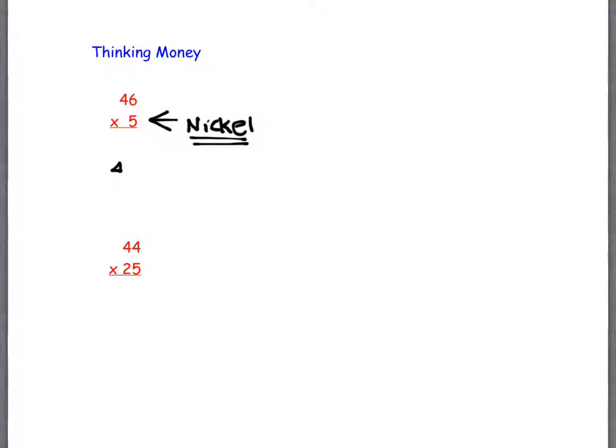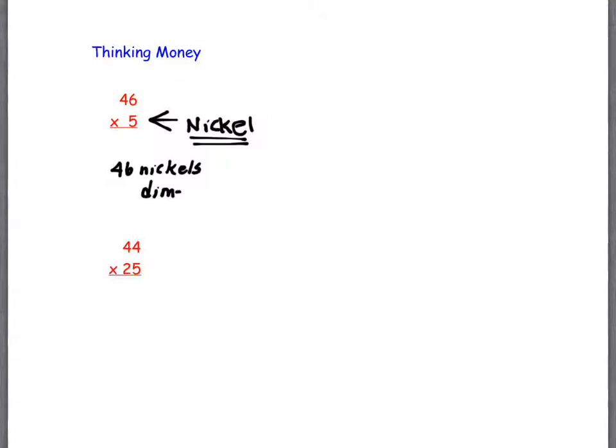All right, so this is like saying I have 46 nickels. I almost wrote it wrong again, just so you know. But 46 nickels would be the same as something else. What else could you do that would be easier multiplication? Dimes would be much friendlier.